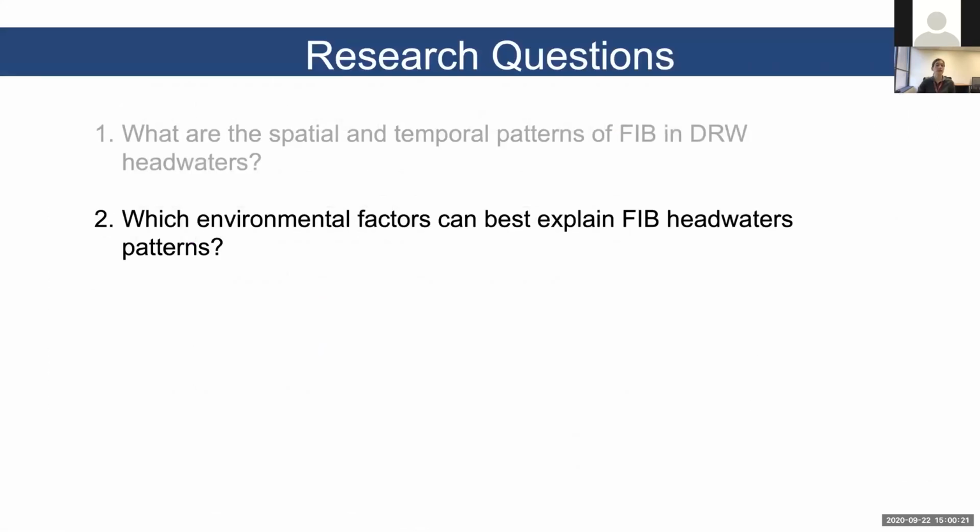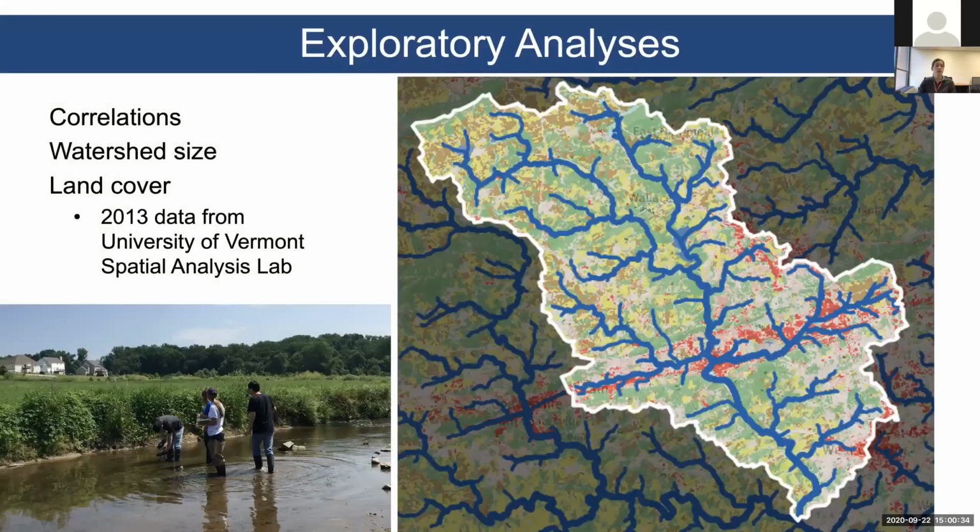So we're seeing these high fecal indicator bacteria values for headwaters, and next we wanted to try to understand what environmental factors might be most closely related to them. So we ran through a number of exploratory analyses using correlations, and we looked at watershed size and different types of land cover.